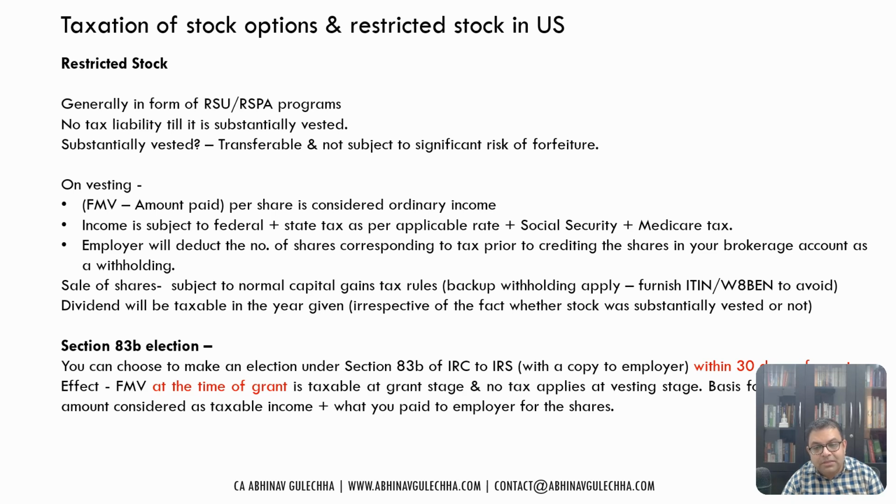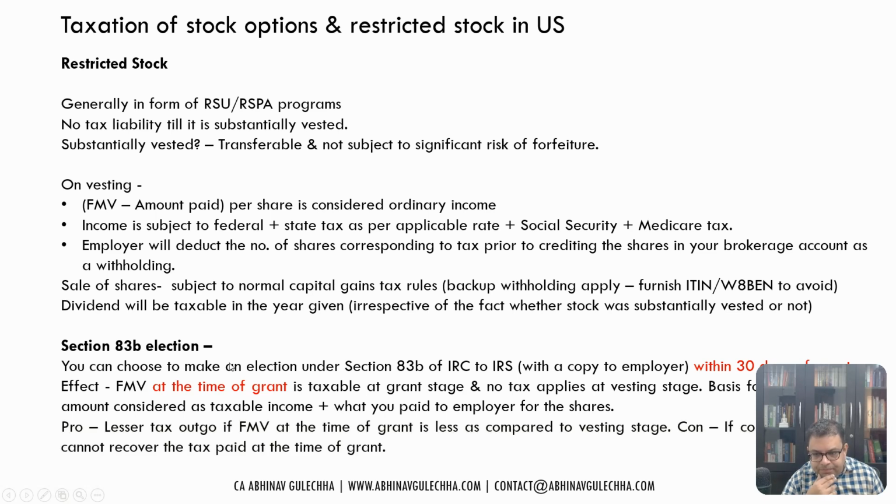The basis for the capital gain is the amount that is considered as taxable income plus what you have paid to the employer for the shares. So that's the tax planning you can do. Now, the pro of this is that there is a lesser tax outgo if the fair market value at the time of the grant is less as compared to the vesting. However, the con here is that if at the time of grant the value per share of the company is significant, and then the company fails later on, you cannot recover the tax that you've paid at the time of grant, right? So that is a problem.